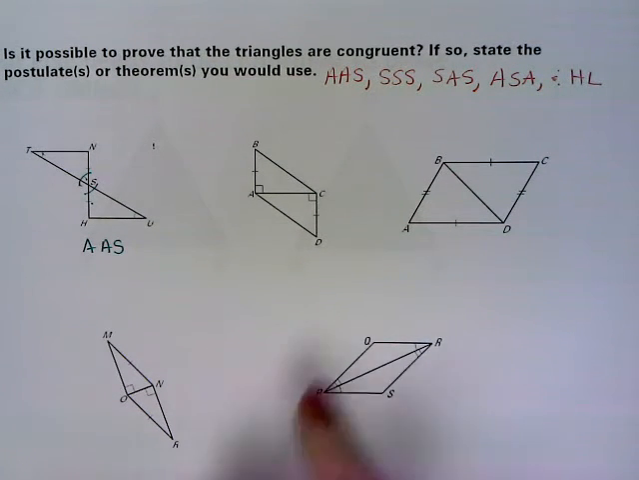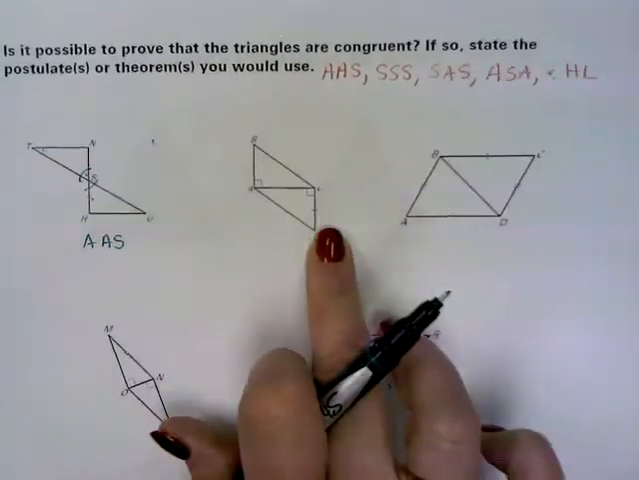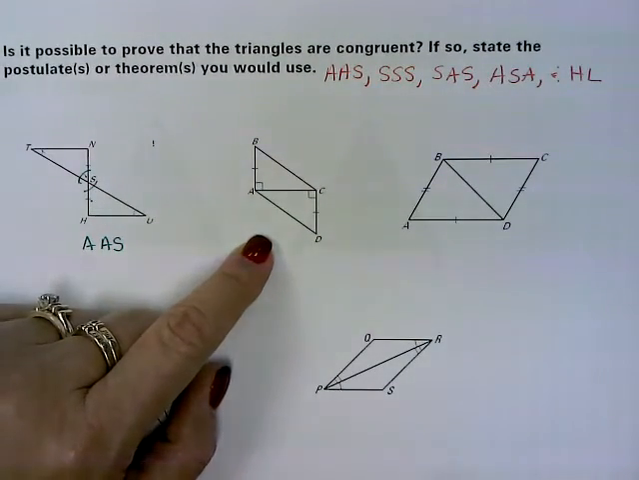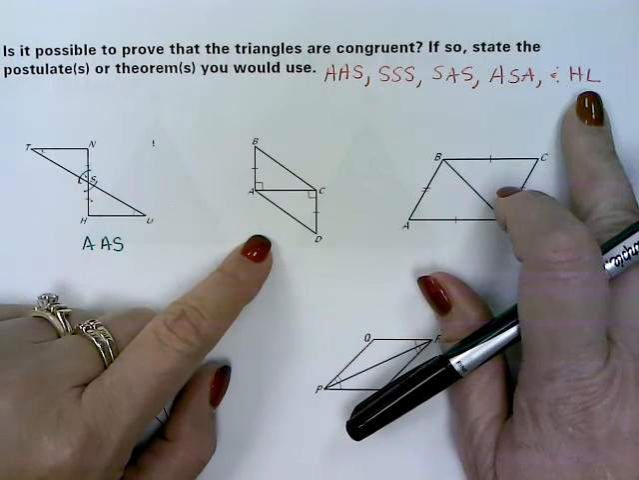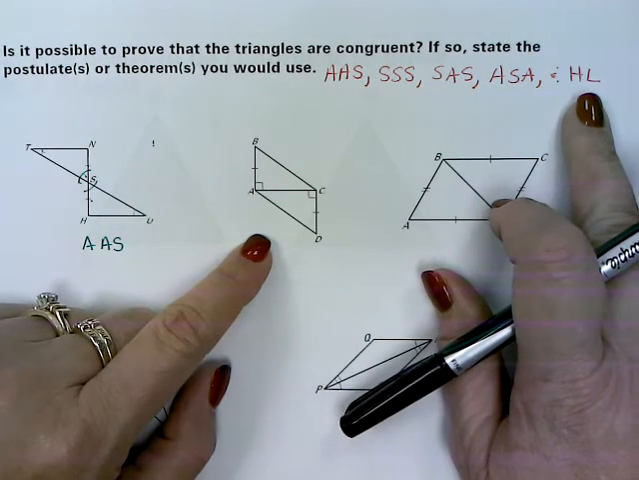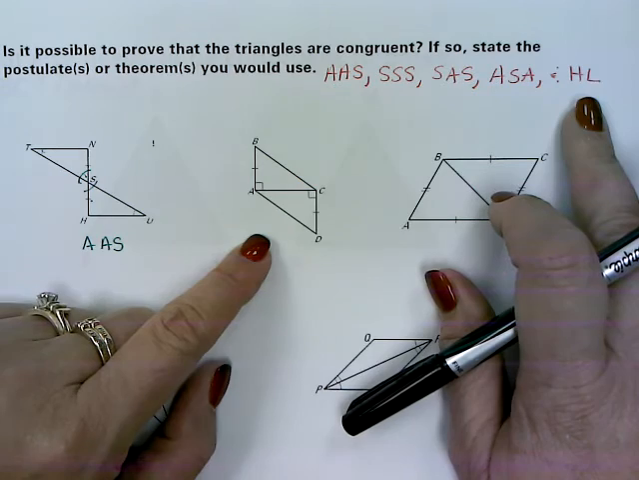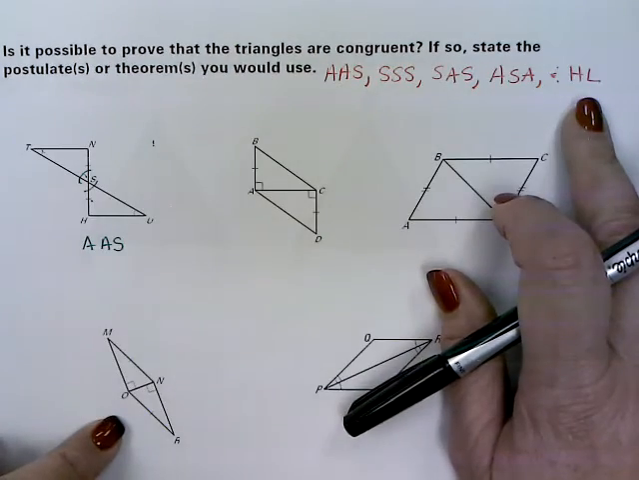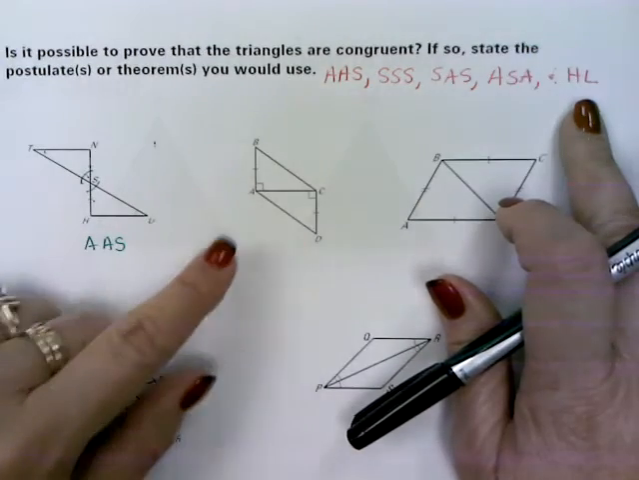Okay, looking at our second one right here. Now, I notice a right angle. Hypotenuse leg has to have a right angle, but if it has a right angle, it doesn't have to necessarily be hypotenuse leg. It's just the only one hypotenuse leg can talk about. So, when we're looking at this one here, because this one's got a right angle as well, it doesn't necessarily mean they're the same.